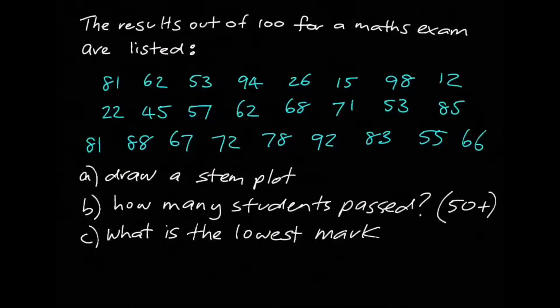The results out of 100 for a maths exam are listed. A. Draw a stem plot. B. How many students passed? A pass mark is 50 and above. And C. What is the lowest mark?